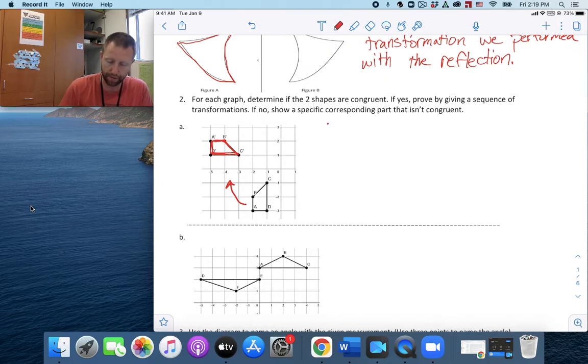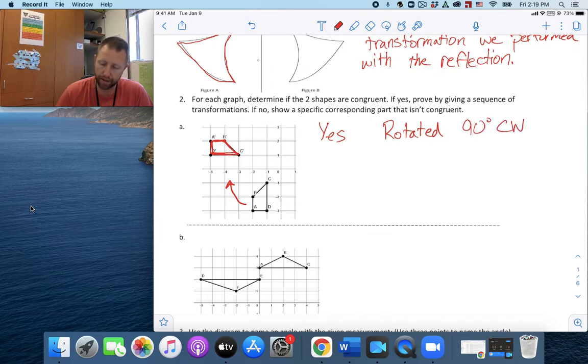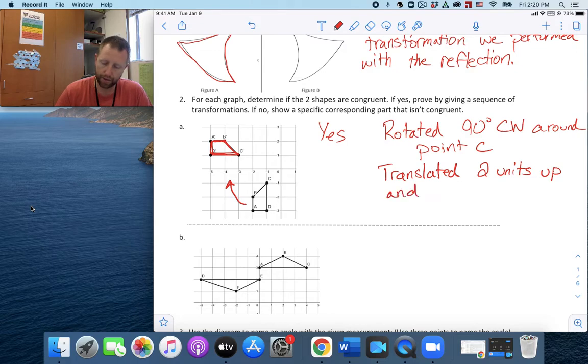Oops, helps if I'm actually using the pen. Yes is my answer. How did I get that to happen? What was the sequence of transformations that I did? Well, I rotated 90 degrees clockwise around point C. And then I translated 2 units up and 2 units to the left.